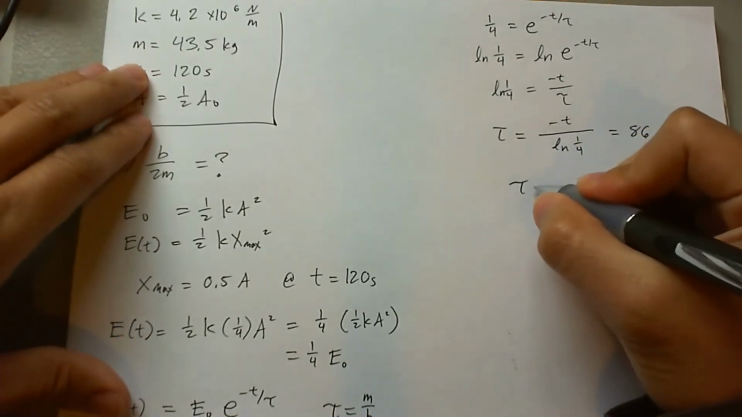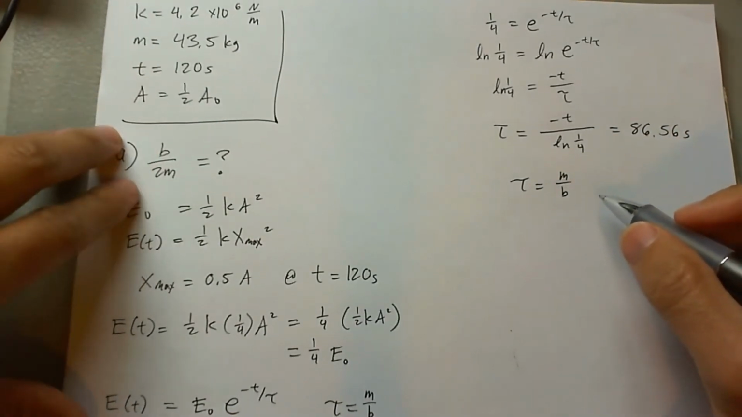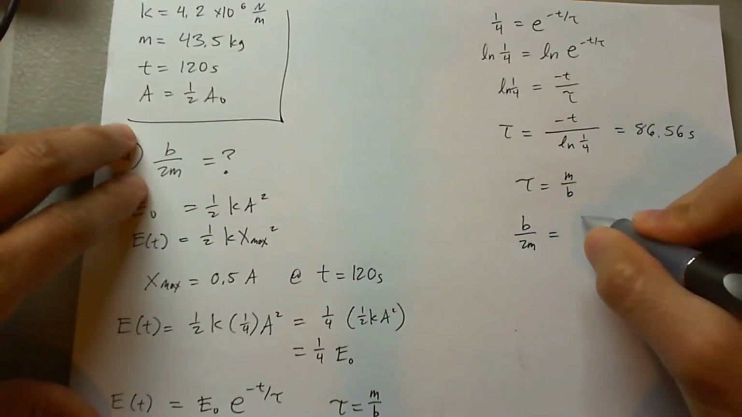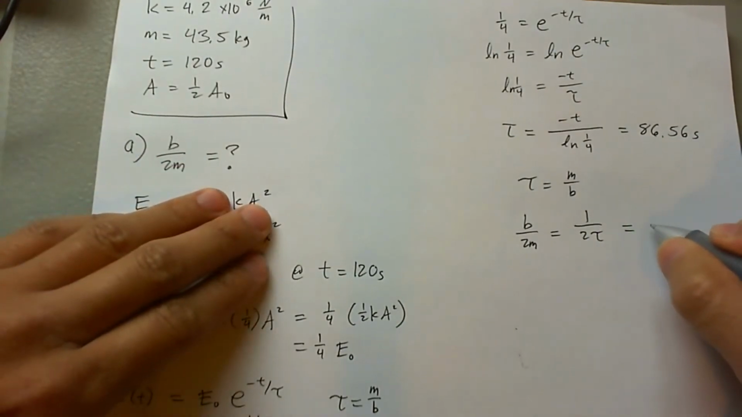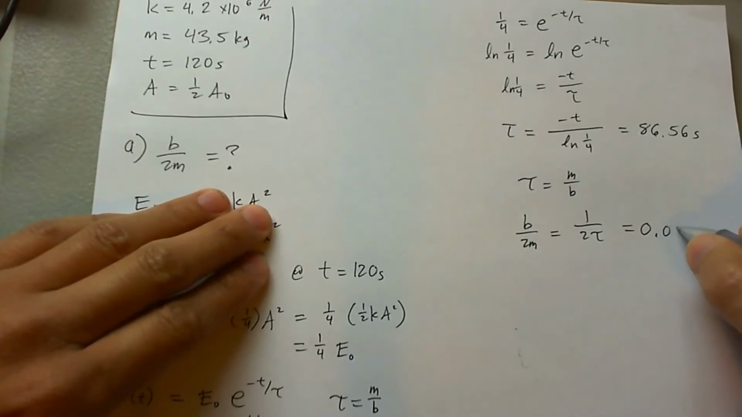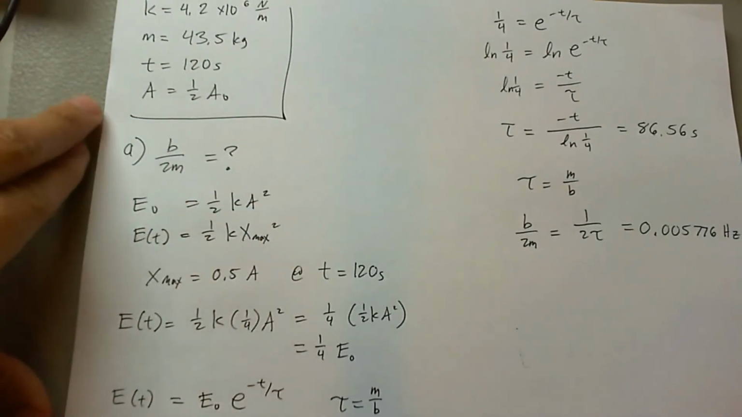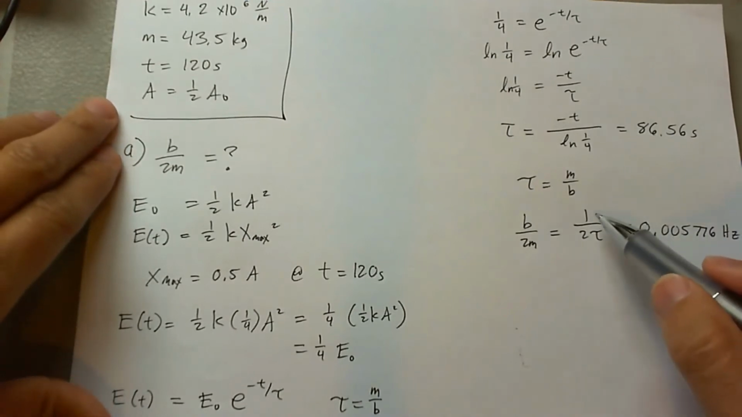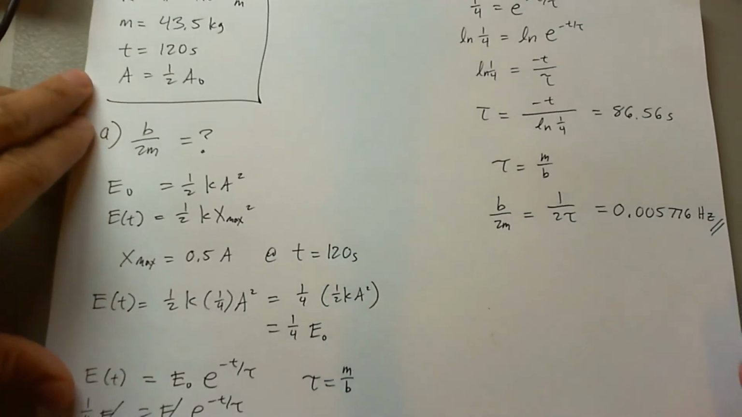Now, given that tau is equal to m over b, we solve for b over 2m. It so happens that b over 2m is equal to 1 over 2 tau. And finally, that gives us 0.005776 hertz. So that right there is the damping function. And because it's 1 over tau, which is in seconds, it will give you a value in hertz.